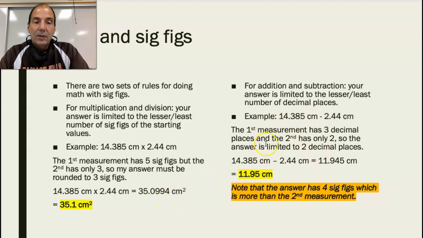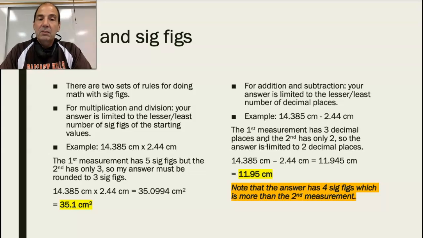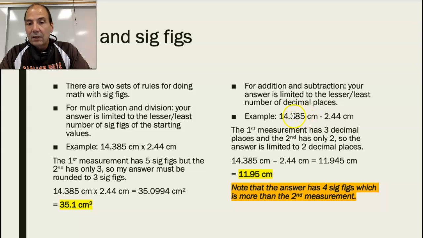Now with addition and subtraction, it's a slightly different rule because it's not about how many sig figs, but it's about how many decimal places the numbers have. So in this case, I see I have 3 decimal places. This one I have 2 decimal places, and we go by the smaller number of decimal places for addition and subtraction. So my answer is going to be limited to 2 decimal places.